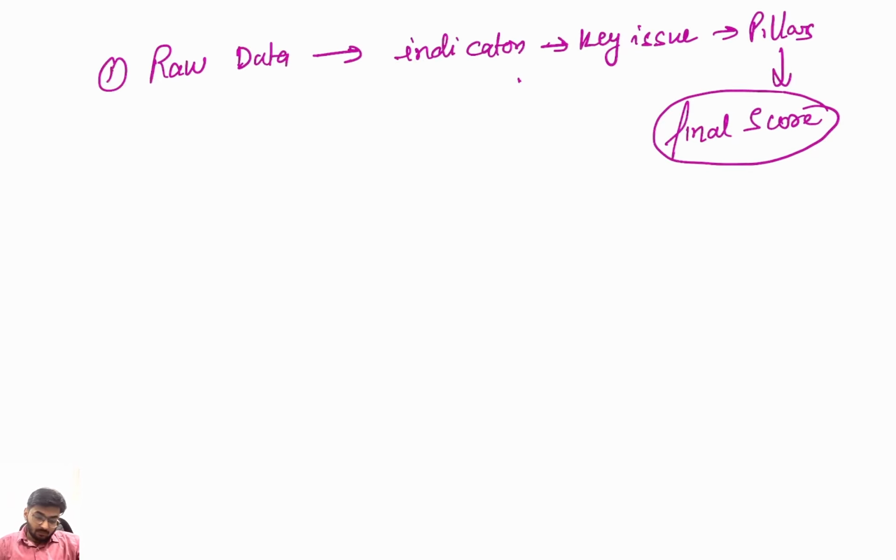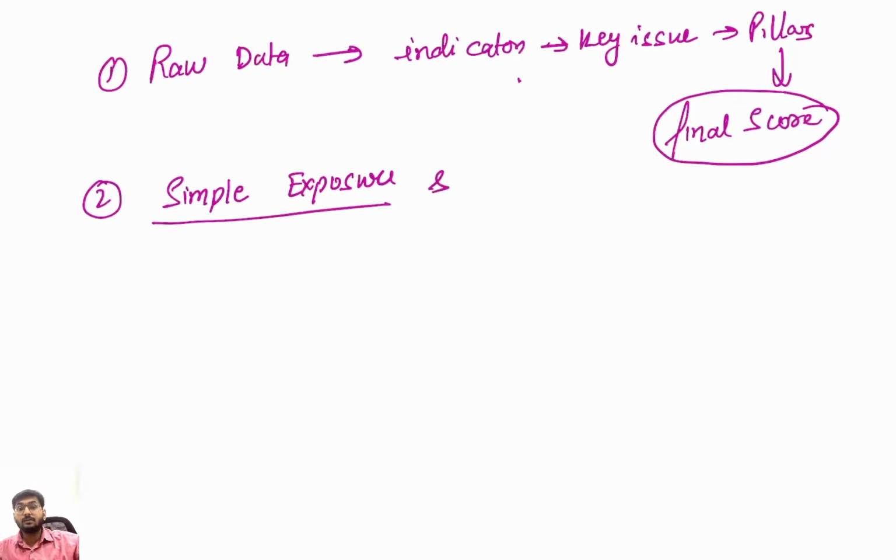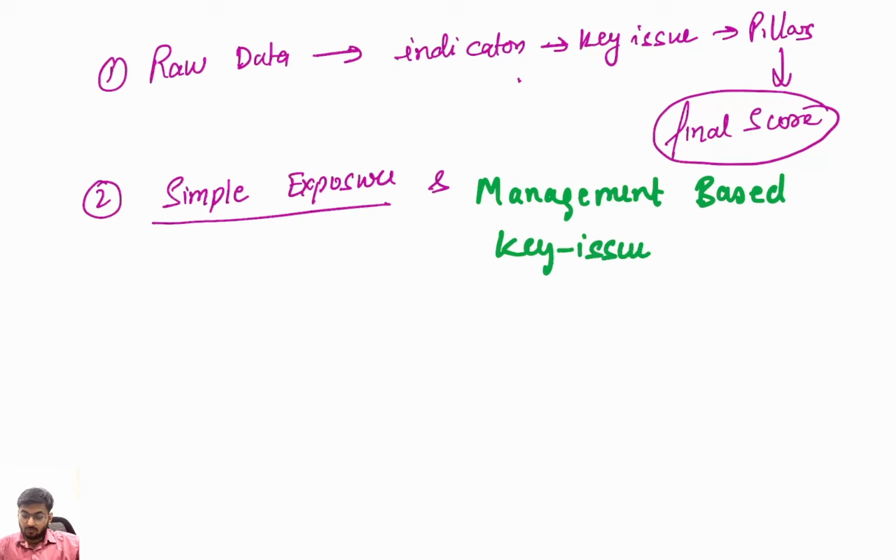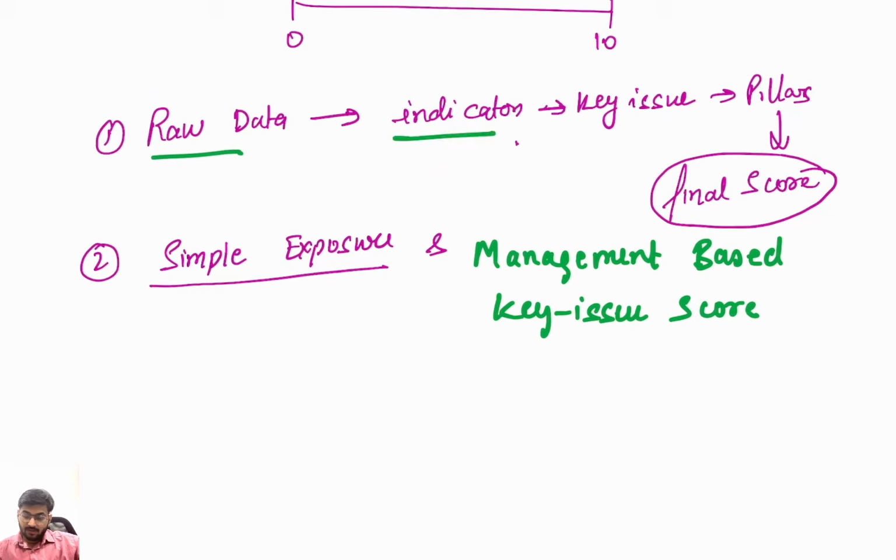Now this is your point number 1. Write down point number 2. One thing is very important: you will be able to compute the simple exposure. Simple exposure, and write down management based key issue scores. Clear? Now raw data, indicator, key issues.